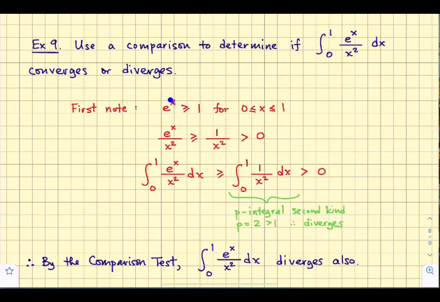If that's true, then we can divide both sides of this by the positive quantity x squared. If we do, everything here is positive, and it is ordered with this f being greater than or equal to this g, which is greater than 0. So if this function is greater than or equal to this function and everything is positive, then the integral of this function is greater than or equal to the integral of this function. But this is a function that we're familiar with. This is a p integral of the second kind with p equals 2. 2 is greater than 1, and so this integral diverges. So the integral that we're interested in is greater than or equal to a known integral that diverges. By the direct comparison, this integral must diverge also.